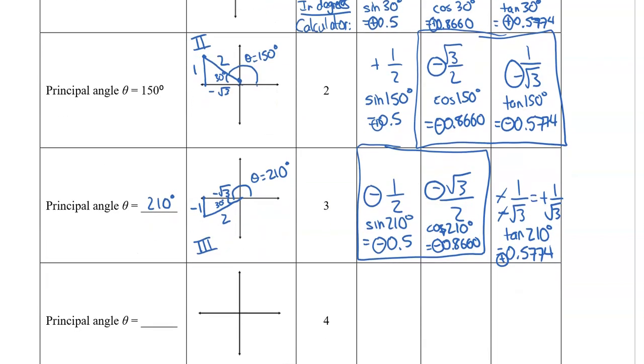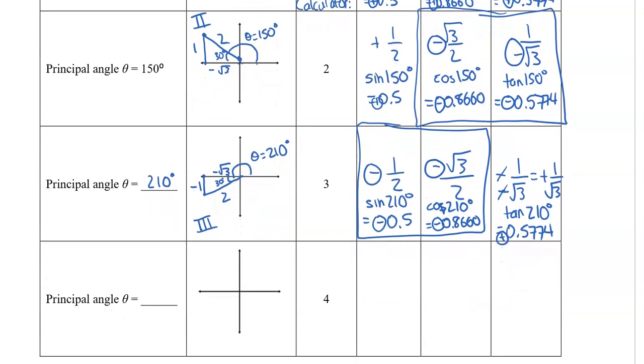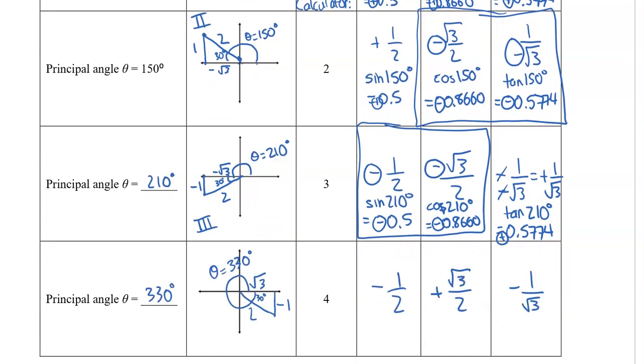Go ahead, pause the video, and see if you can do the last one, and then check your answers with me when you're done. So hopefully what you found is that you got negative for sine, negative for tan, but positive for cosine.